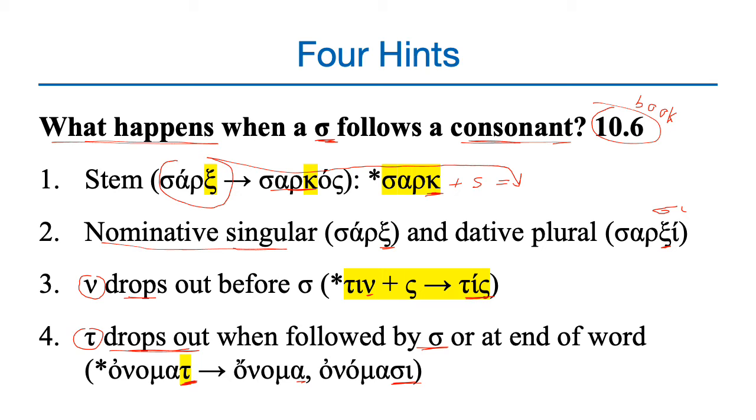Hint number 4. Tau cannot end a word in the third declension noun, so it will drop out when it is followed by a sigma. So if you are going to add the sigma to a third declension noun that ends with a tau, the tau will fall out at the end of the word. For example, onomat is the stem. When it is followed by a sigma, it becomes onoma. Again, those are 4 hints to keep in mind. This will come back to you as we look at the different forms in more detail.